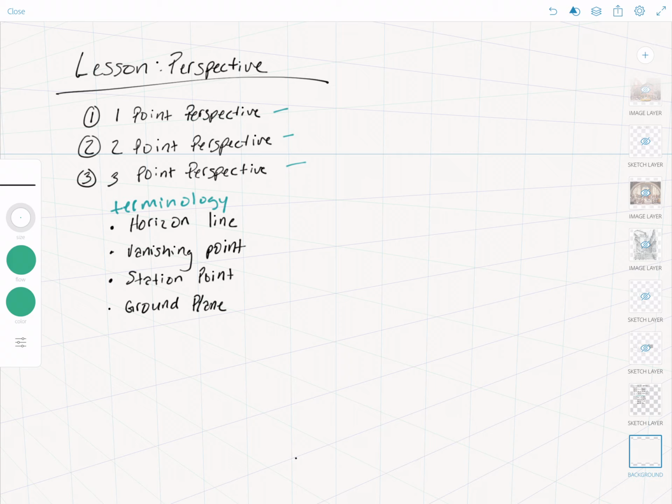Today we're going to look at 1, 2, and 3-point perspective. Those are the most commonly drawn ways of using perspective. We're also going to look at some terminology: what a horizon line is, vanishing point, station point, and ground plane.